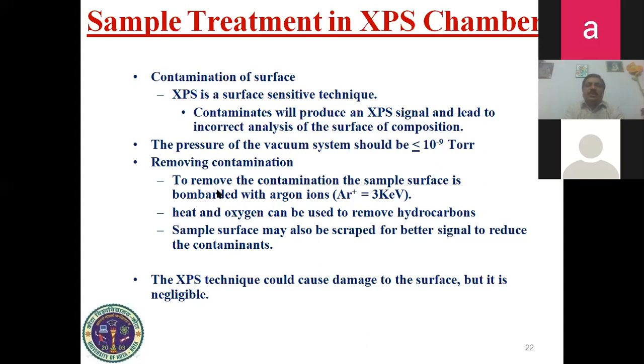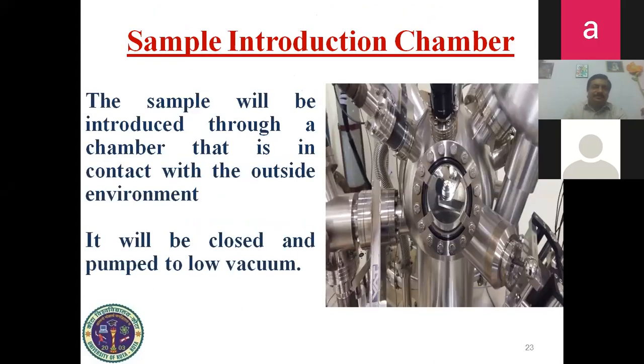Further, if we want to reduce the contaminants more, the sample surface is bombarded with energetic inactive gas ions. Argon ions of 3 kilo electron volts are bombarded on the sample, and approximately a 3 to 4 angstrom layer can be etched with this ion bombardment. This could cause damage to the surface, but it is negligible. That's why XPS is a non-destructive technique for materials science research. So I have discussed this sample introduction chamber.